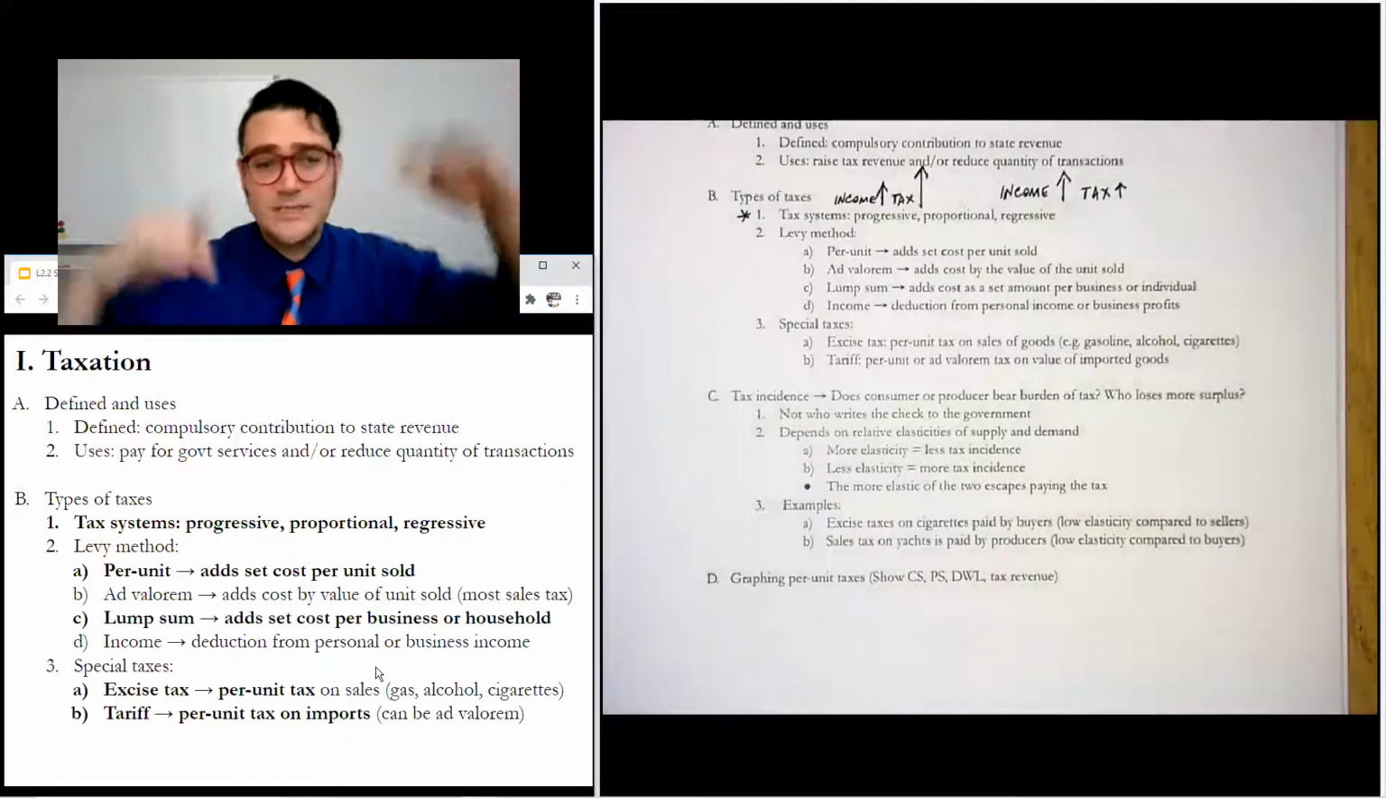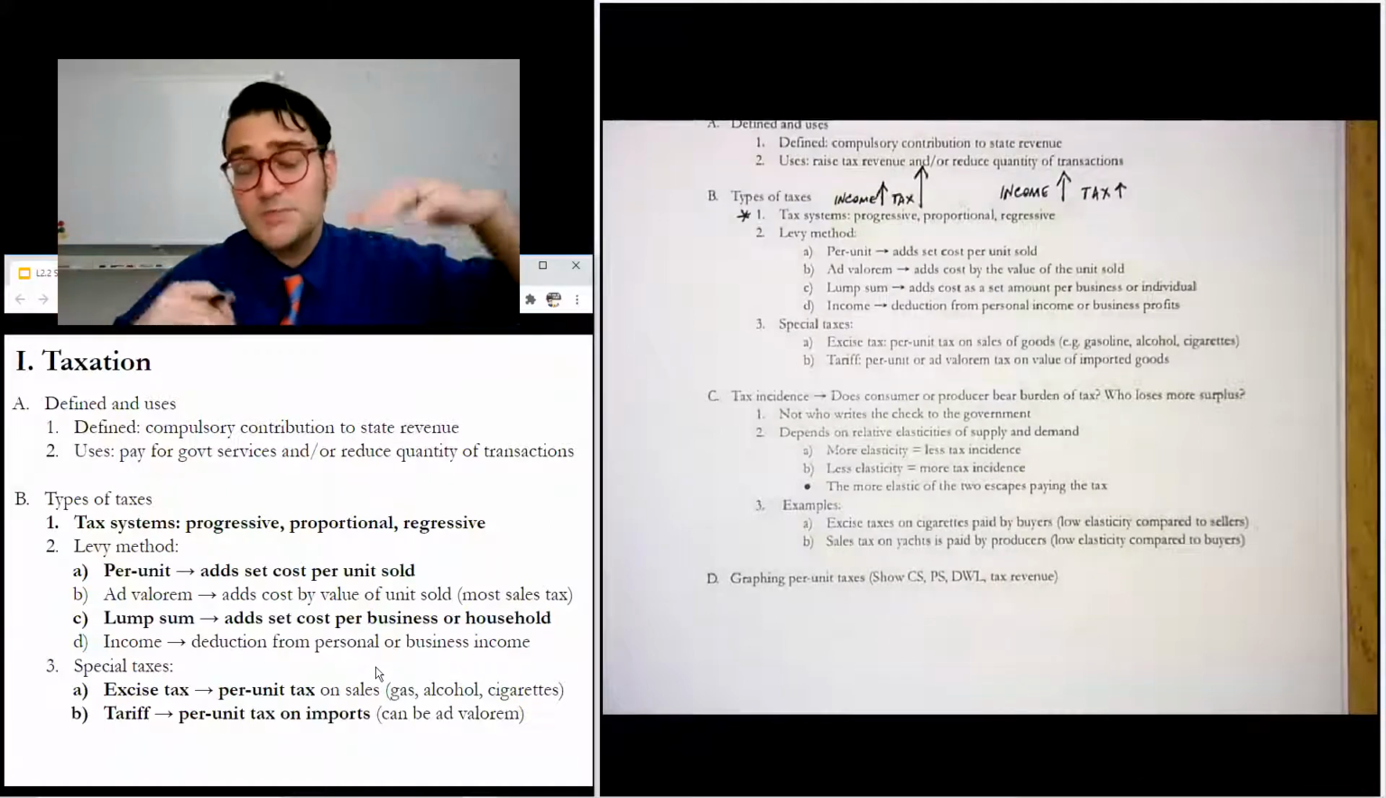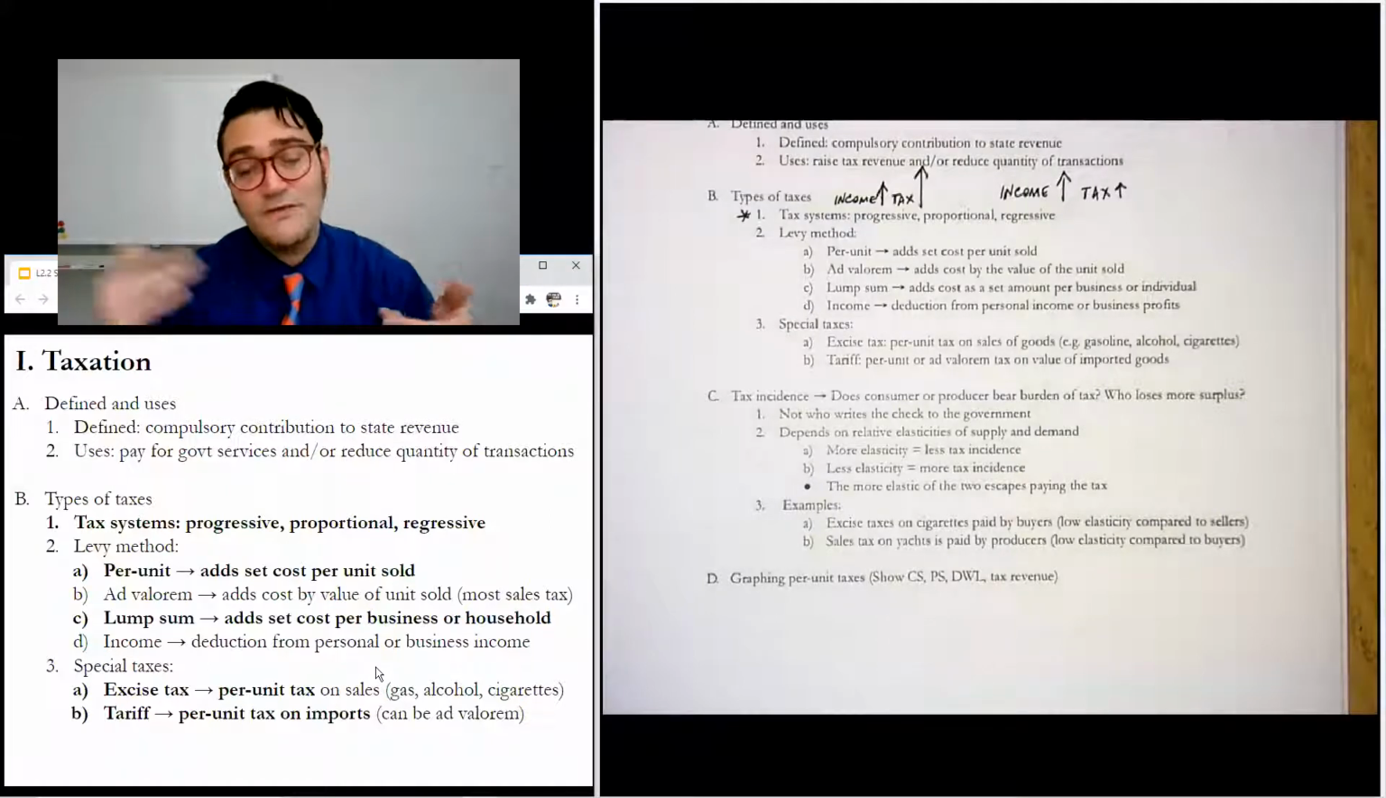It doesn't rise quite as much, right? There's only so many things people purchase, and as people's income rises, their consumption actually falls. So that's a complicated way of saying that sales taxes are often considered regressive.